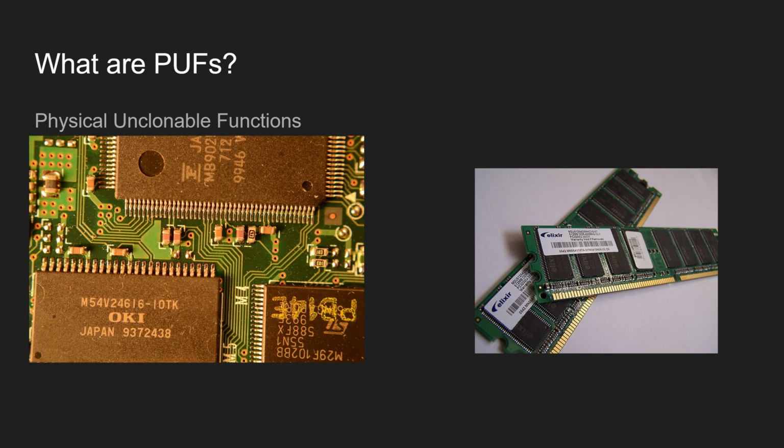A PUF is a physical unclonable function. It is a device that takes several bits of input and spits out a couple bits of output that generates a secret value that is used for key generation, that is used for device authentication, other things of that nature.